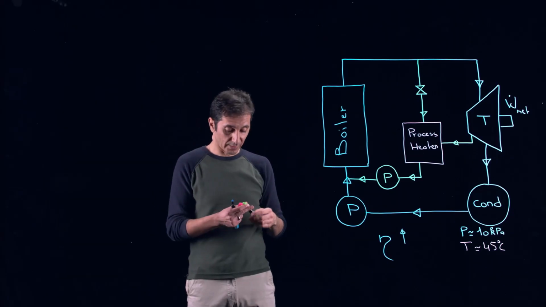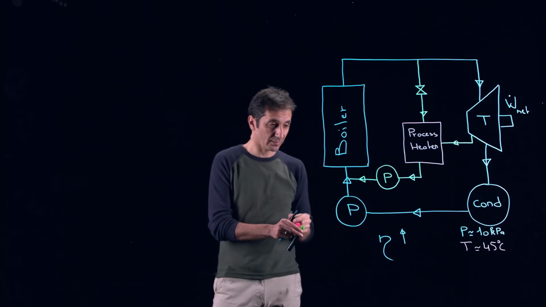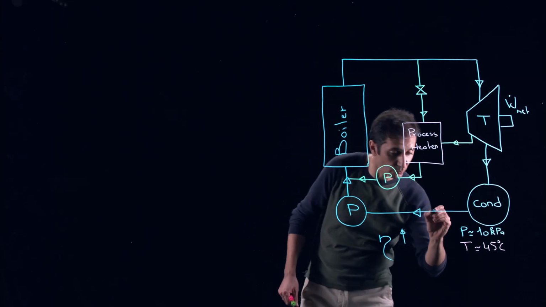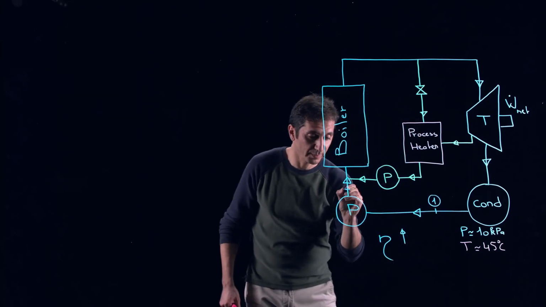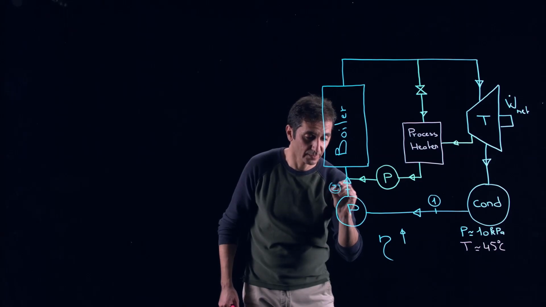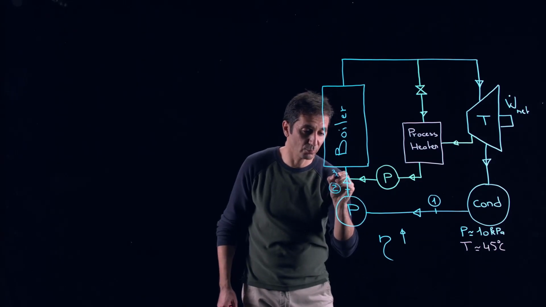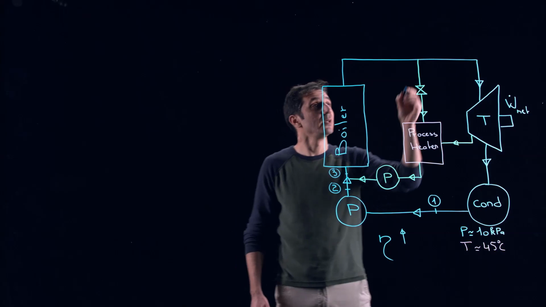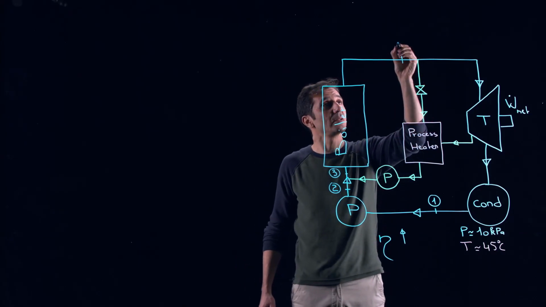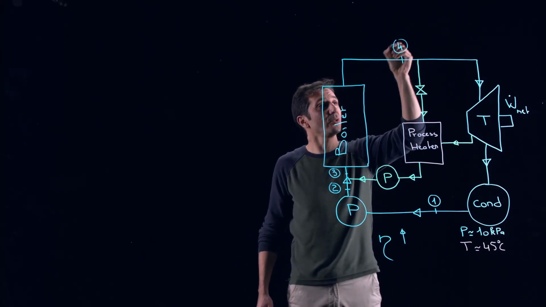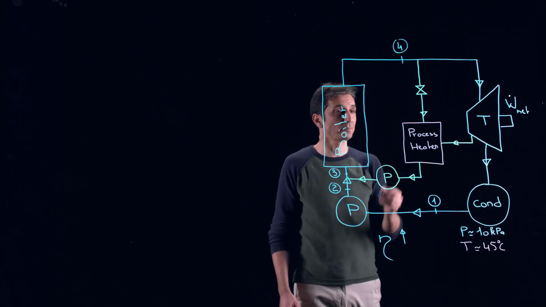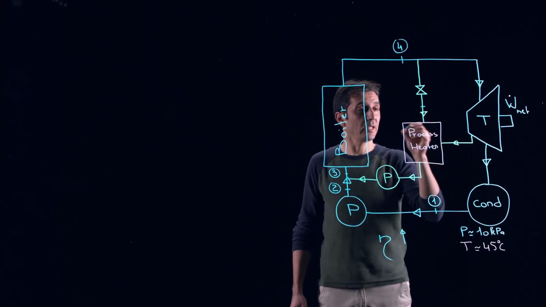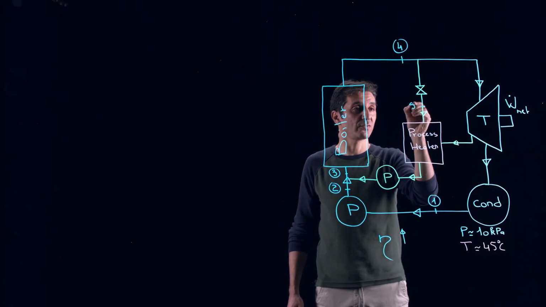Now what we have to do is that we have to put the right numbers here. So this one will be state one. This will be state two. This one, where we combine them, will be state three. Here, this is the main energy line at the exit of the boiler, will be state four. Here, after the valve, we have state five.